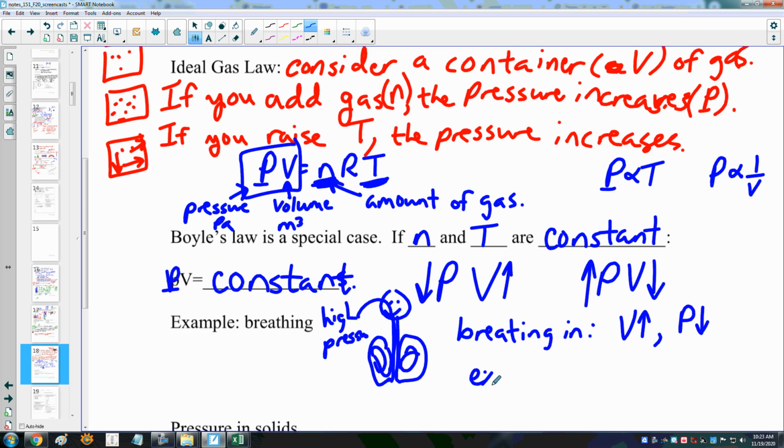Now, when you're exhaling or breathing out, your chest cavity gets smaller, and then the pressure goes up. That forces this air out of your lungs and out into the surrounding area. So that's a great application of Boyle's law when you breathe.